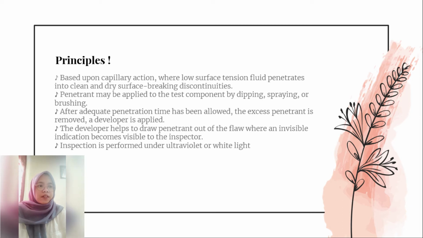After adequate penetration time has been allowed, the excess penetrant is removed. A developer is applied. The developer helps to draw penetrant out of the flaw, where an invisible indication becomes visible to the inspector. The inspection is performed under ultraviolet or white light depending on the type of dye used, fluorescent or non-fluorescent, which is visible.